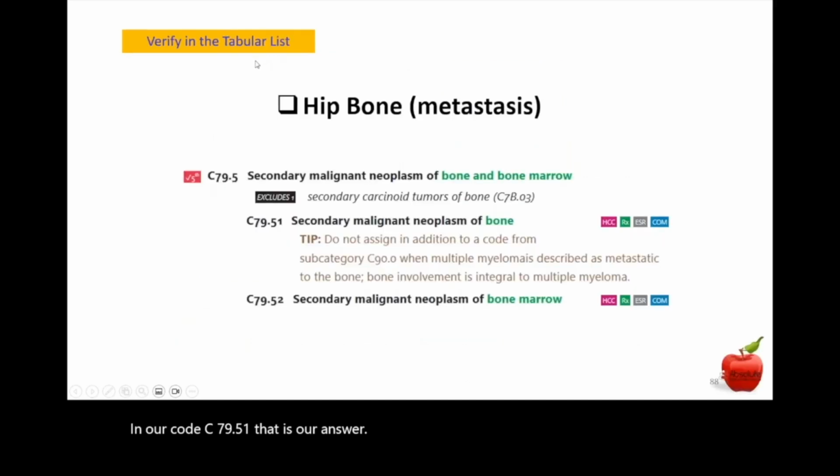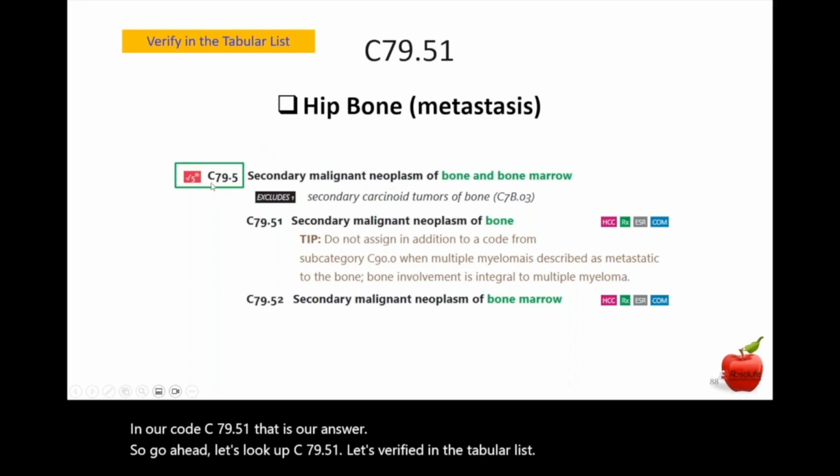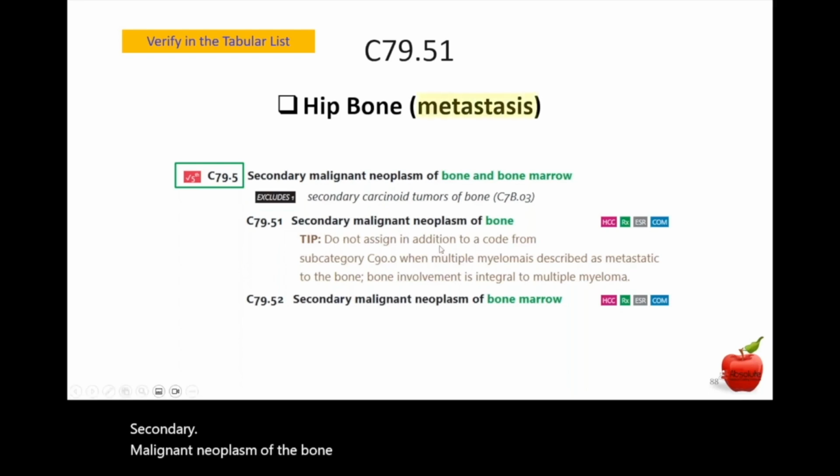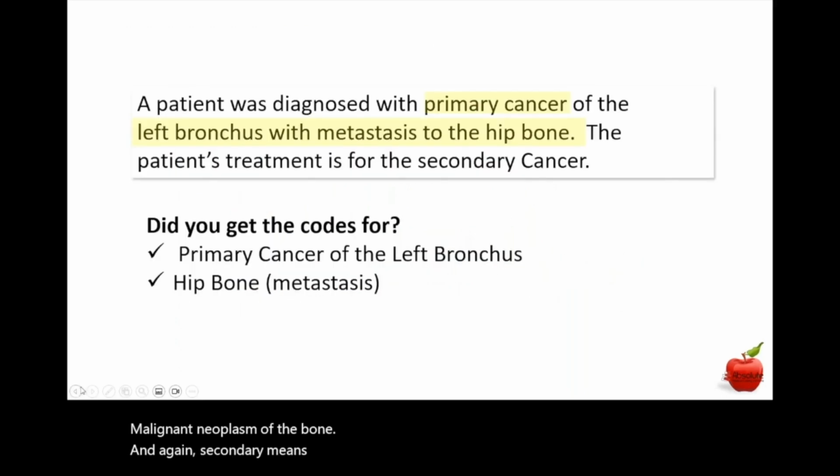So let's go ahead and look up C79.51. Let's verify it in the tabular list. C79.51, secondary malignant neoplasm of the bone. And again, secondary means metastasis.